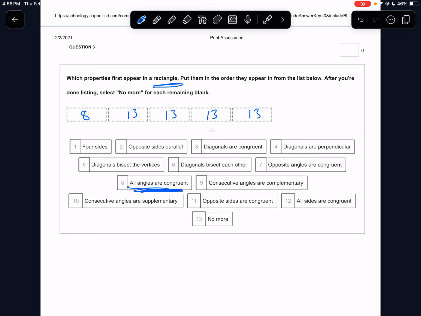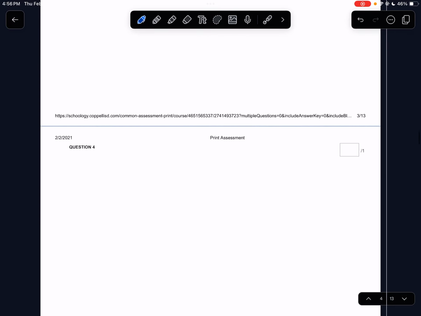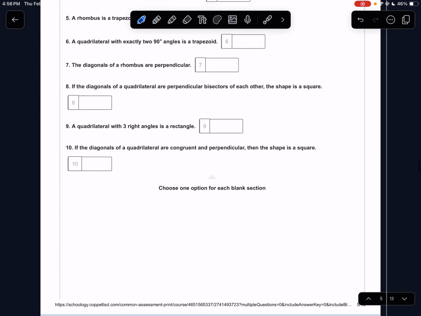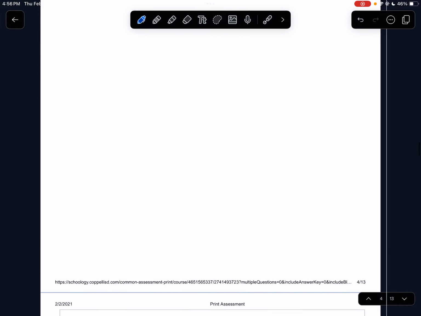All angles are congruent on the rectangle. That's the first time we see that. Okay, sometimes, always, never questions. These are a challenge, guys. They're hard. I'm going to make the tree again.